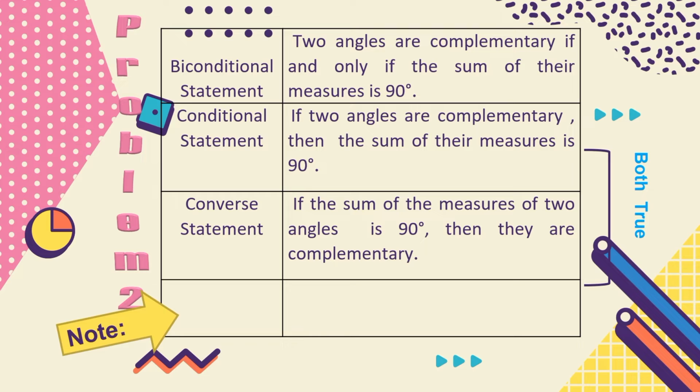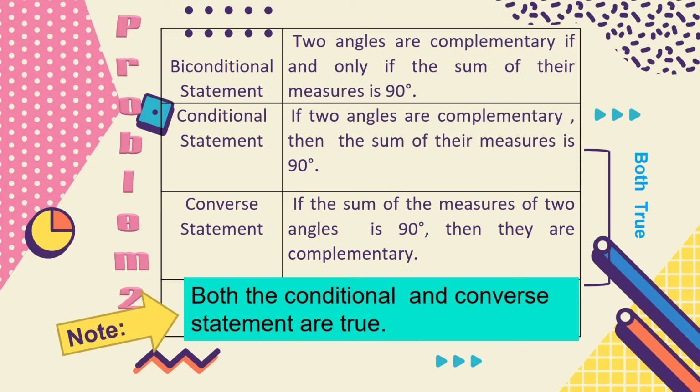Now, the converse statement is: if the sum of the measures of two angles is 90 degrees, then they are complementary. Notice, class, that both the conditional and converse statements are true.